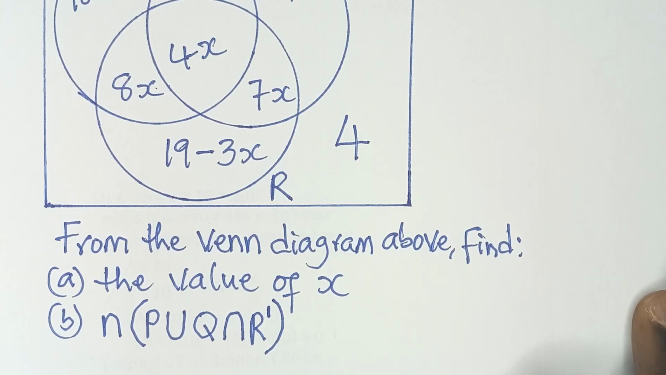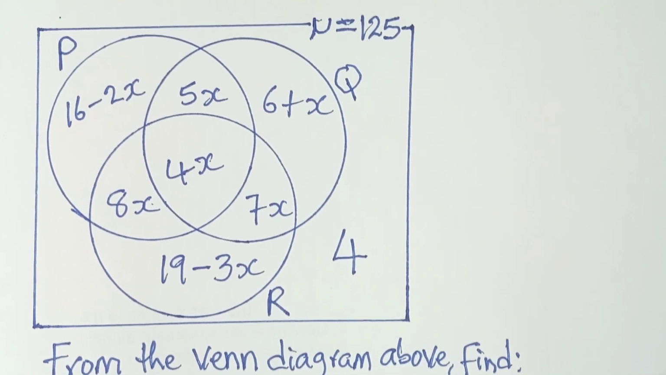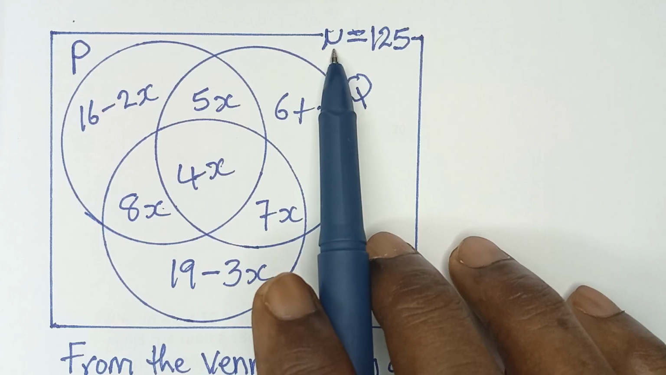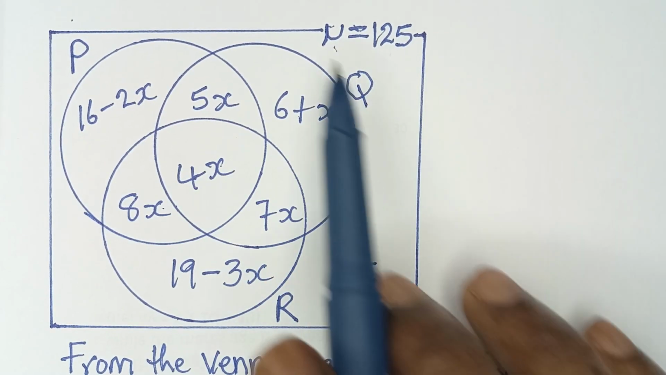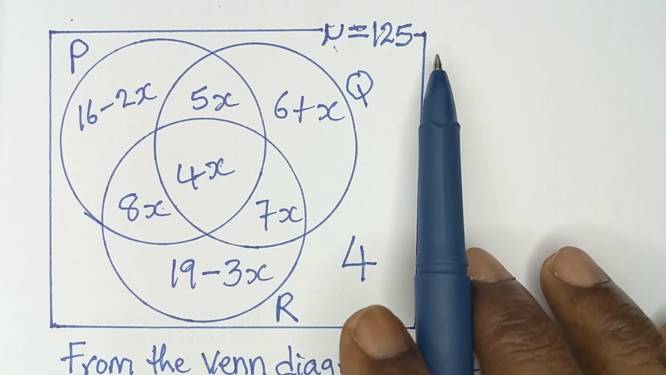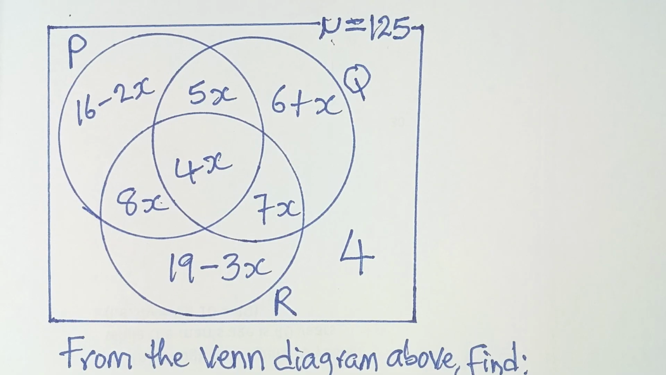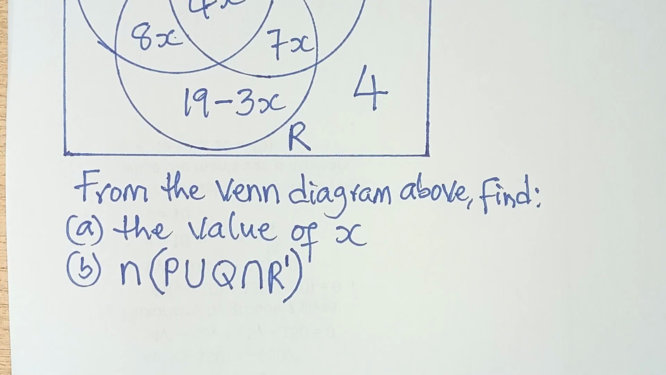Okay, so now let's look at the diagram. We are shown from the diagram here that the universal set is equal to 125. That means the total of everything that we have here is 125. So for us to find X, what we are going to simply do now is add up everything in the diagram. So let's see how that is done.